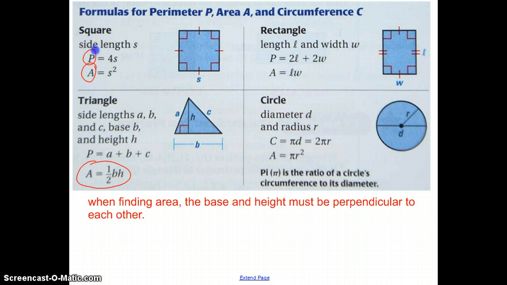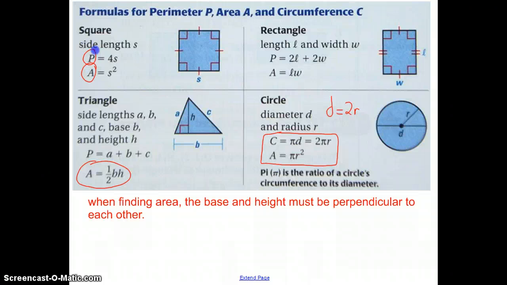Definitely want the circle ones. There are two different equations for the circumference of a circle. One involves the diameter, one involves the radius. The diameter is the distance across the circle going through the center. The diameter is twice the length of the radius. Again, the radius goes from the center to the outside of the circle.